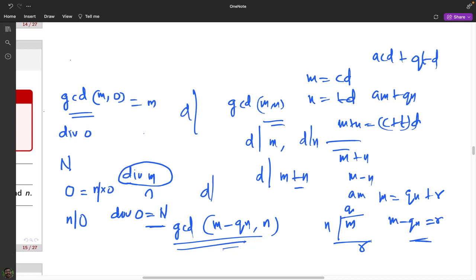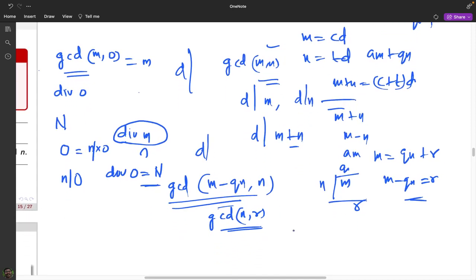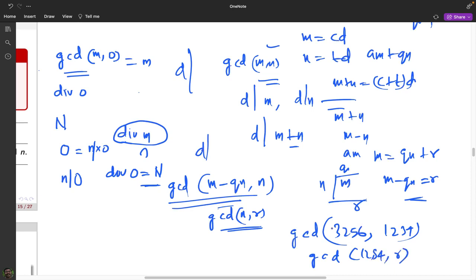Now the significance of the result is that this GCD of m and n will be equal to GCD of m minus qn, or it will actually be equal to GCD of n comma the remainder. So that means a bigger problem, if you have to find a GCD between two big numbers, for example 3256 and 1234, you divide 3256 by 1234 and take the remainder, then it will be GCD of 1234 comma remainder. So you can reduce the bigger problem into a smaller problem. That is the significance.